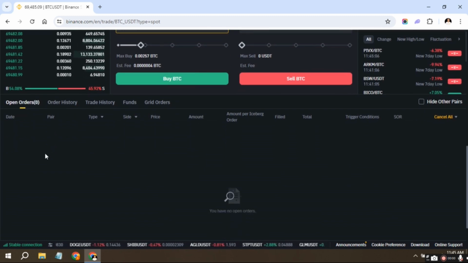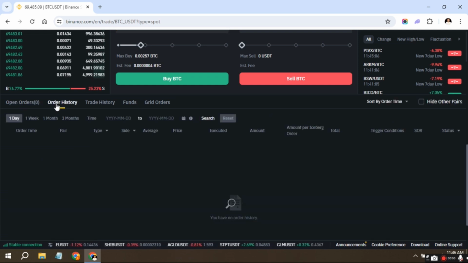Your open orders will appear at the bottom of the page. Once a limit order is fulfilled, it will disappear from the open orders and can be found under Order History or Trade History. You can view your orders and transactions for different time periods: 1 day, 1 week, 1 month, 3 months, or customize the date range.